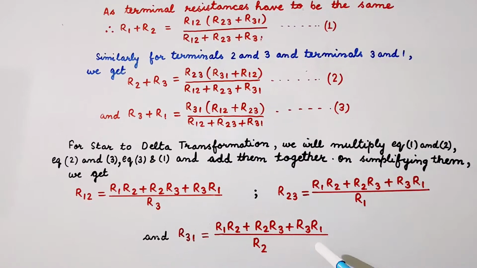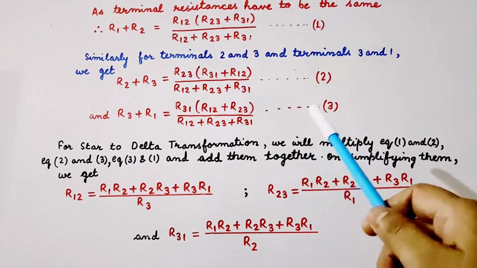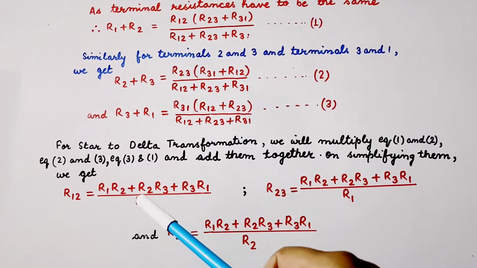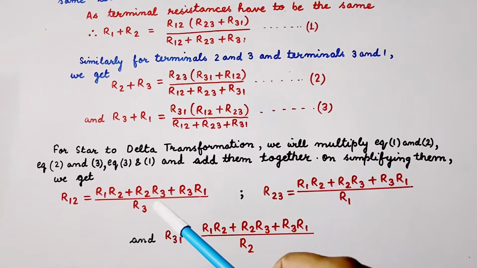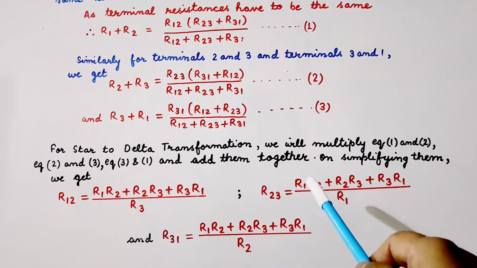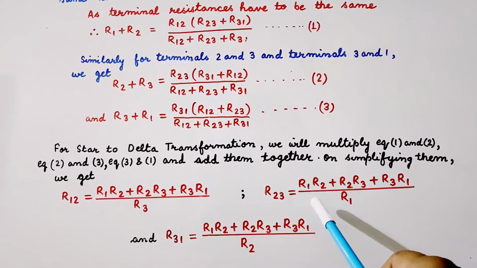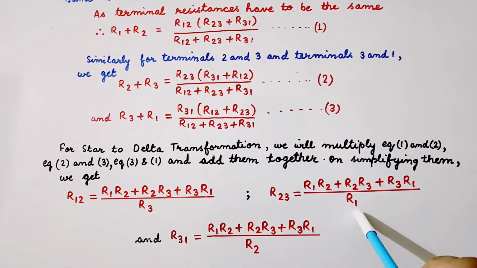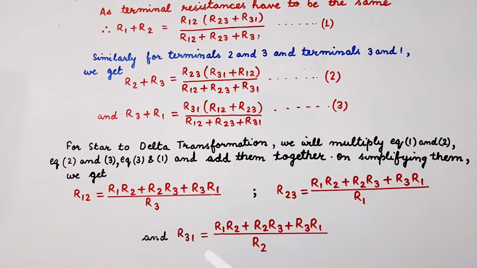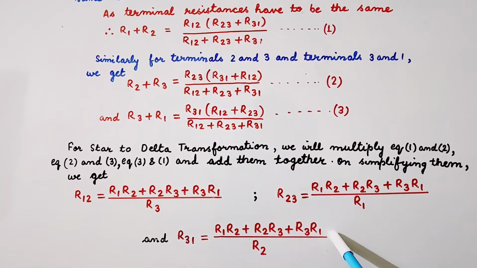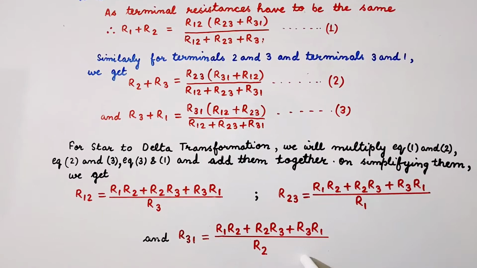So after performing this operation, we will find that the value of R12 will come out to be R1 R2 plus R2 R3 plus R3 R1 divided by R3. Similarly, the value of R23 will be equal to R1 R2 plus R2 R3 plus R3 R1 divided by R1, and the value of R31 will be equal to R1 R2 plus R2 R3 plus R3 R1 divided by R2.